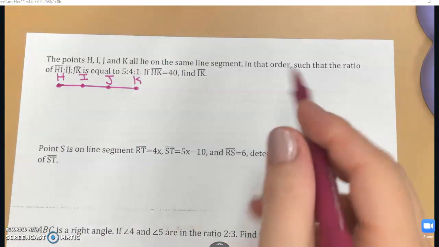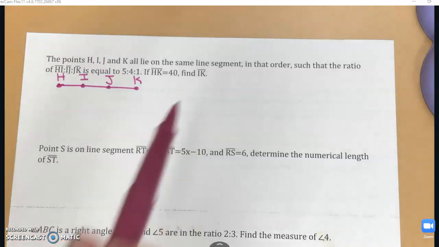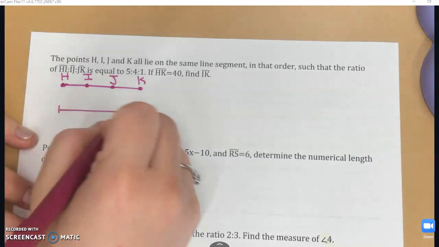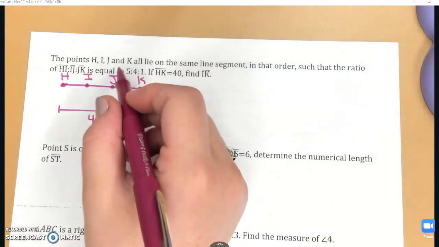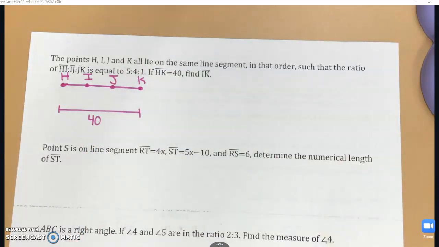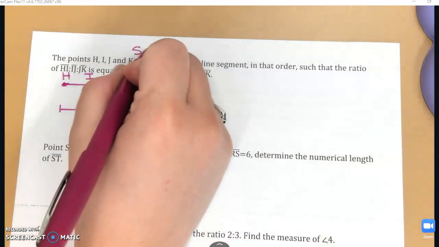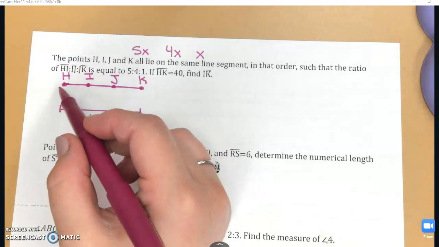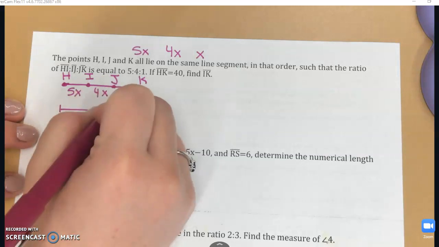And then we're told the ratio of the lengths for HI, IJ, and JK is 5 to 4 to 1. If HK is 40 long, so altogether HK is 40, find IK. We want to know the length of IK. So when you see a ratio like this, 5, 4, 1, or sometimes even just two numbers, what I want you to do is add x to the end of each of those numbers. So you're going to have 5x, 4x, and x. And then in that order, HI, IJ, JK, that's going to represent the lengths of those 3 pieces.